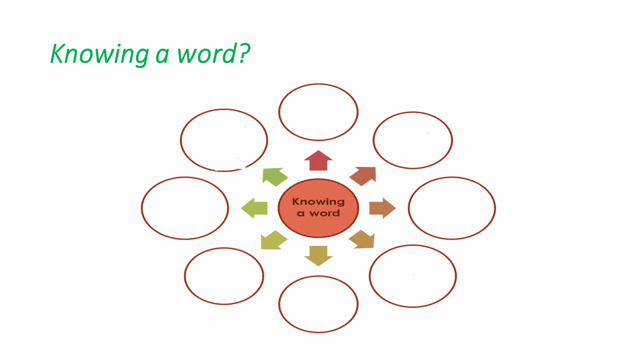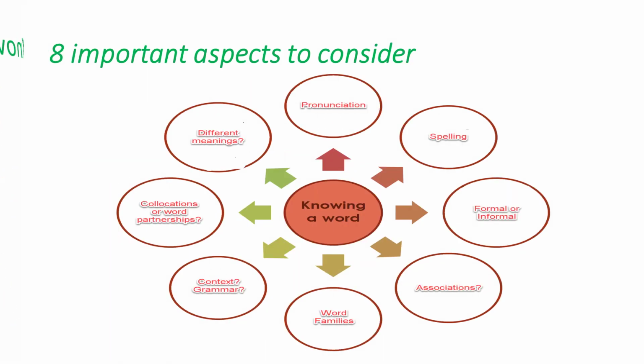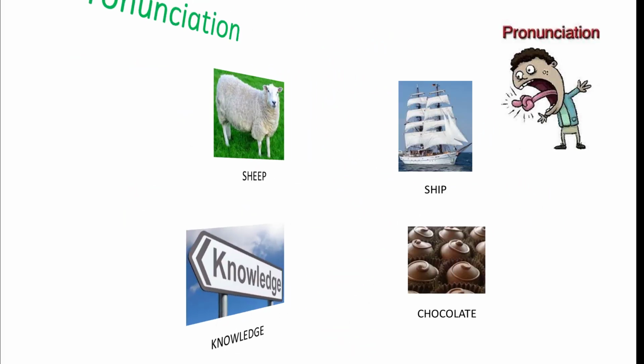What does knowing a word mean? On a very basic level, knowing a word in a foreign language means knowing what its equivalent is in your native language. But that's really just the beginning. There are at least 8 different aspects to knowing what a word means. This ranges from spelling and pronunciation, knowing the level of formality, positive or negative associations, word families, grammar and context, common word partnerships, and finally, knowing about the different meanings that a word can have.